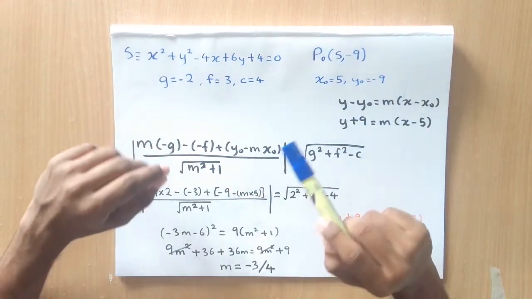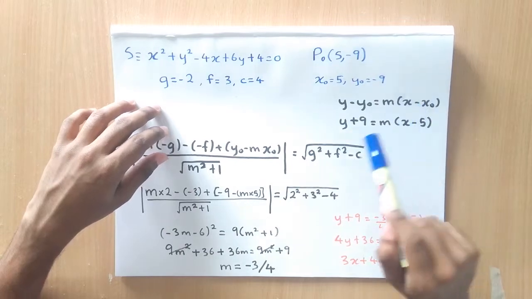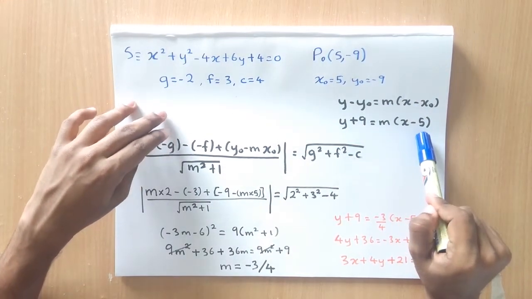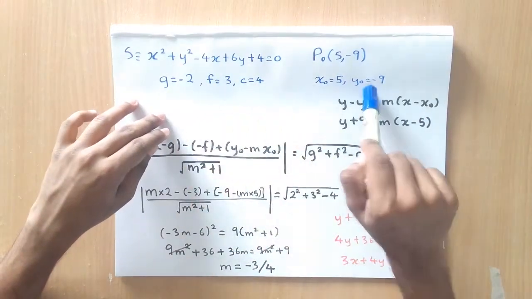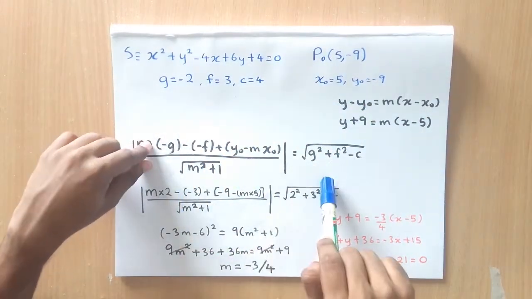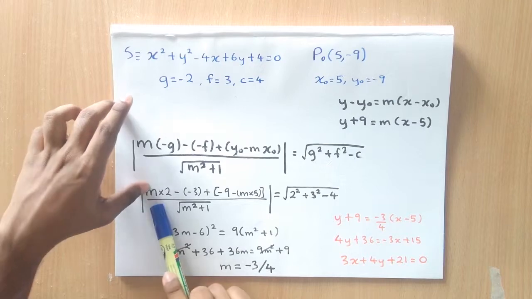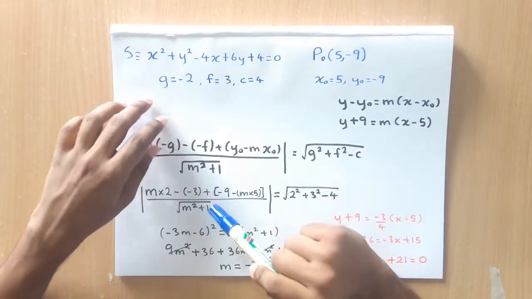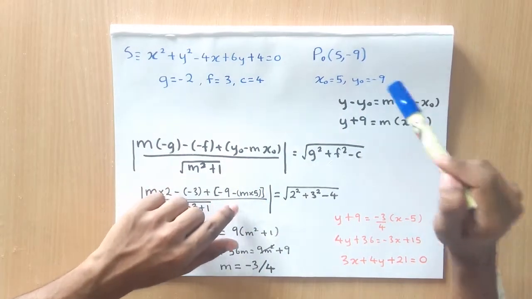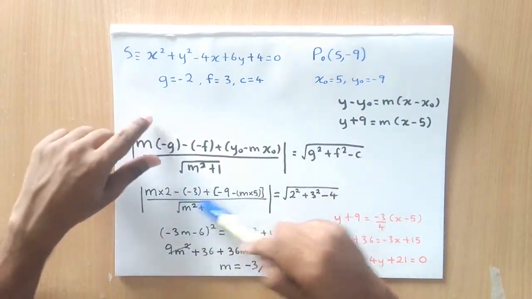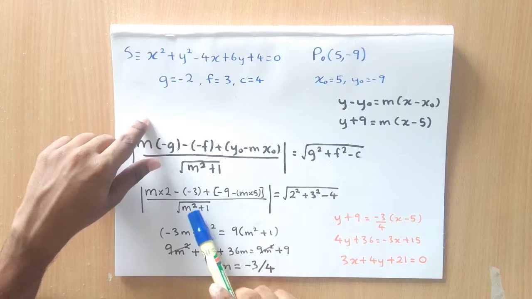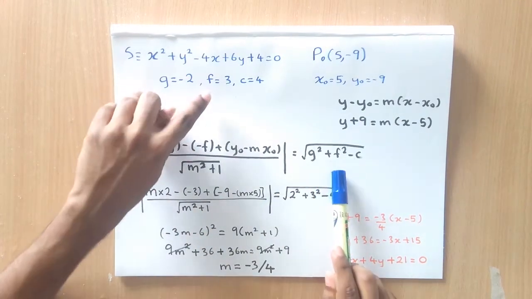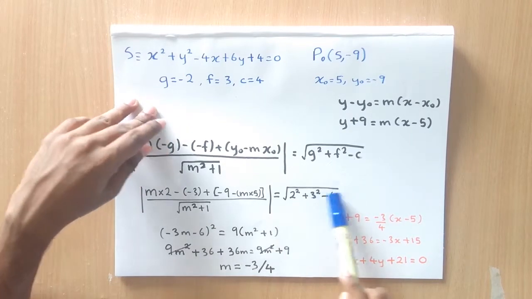So the equation of the tangent can be given as y plus 9 equals m into x minus 5. Now by substituting these values into this formula, we get m into 2 minus minus 3 plus minus 9 minus m into 5, divided by the square root of m squared plus 1, equals the square root of 2 squared plus 3 squared minus 4.